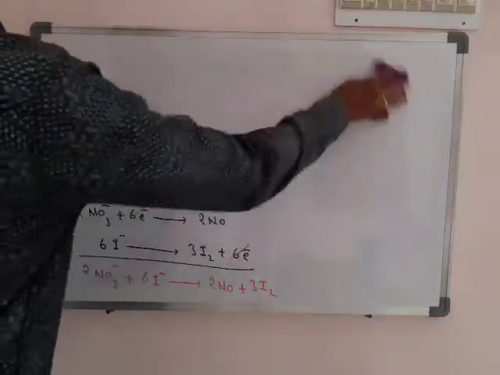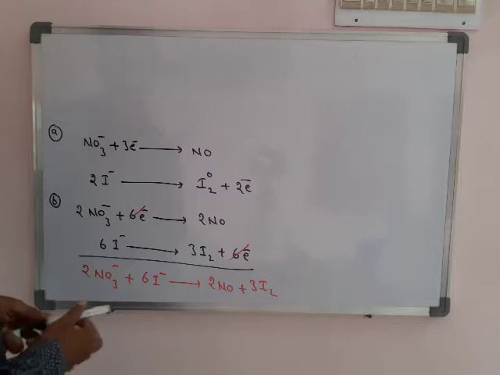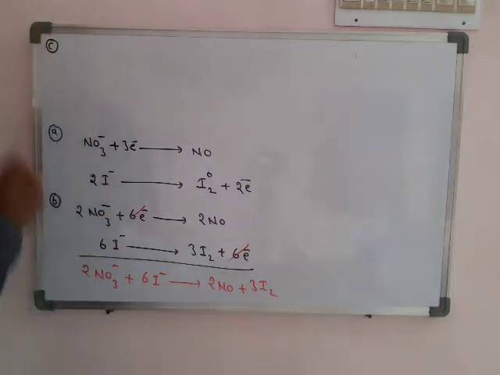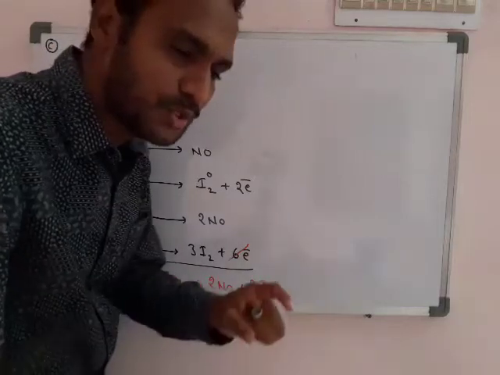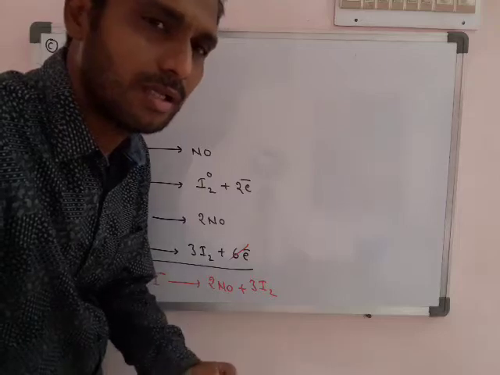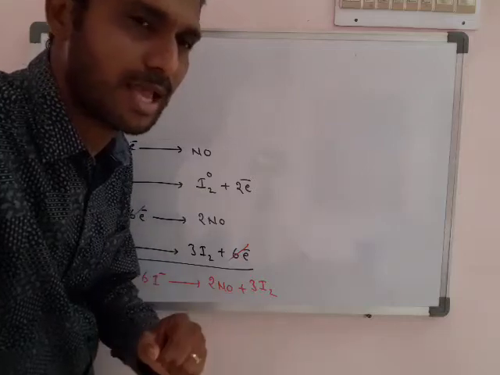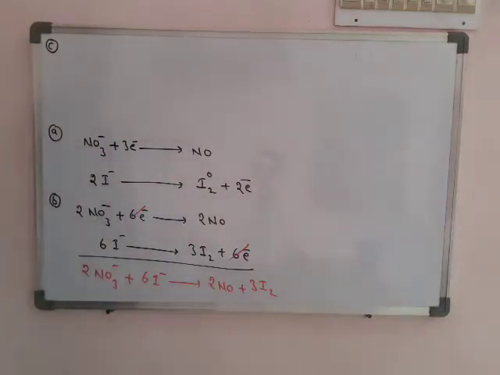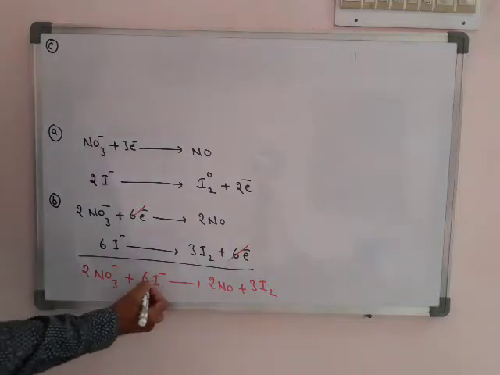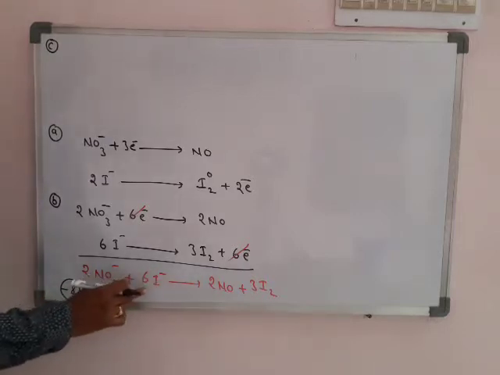As it contains nitric acid, it is compulsorily an acidic medium. In acidic medium, how do we balance the charge? What is the rule? Add the proper number of H plus ions where the charge is less. So what is the left side charge? Left side charge is minus 6 minus 2, total minus 8.